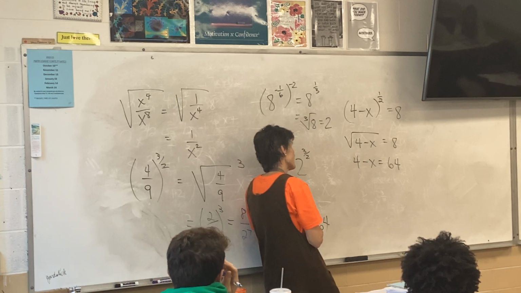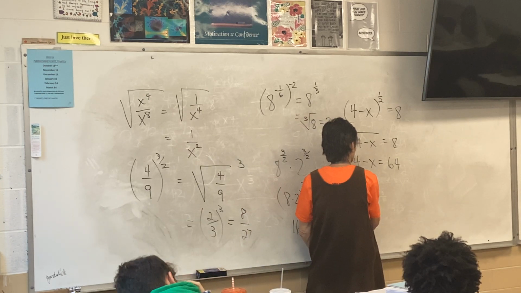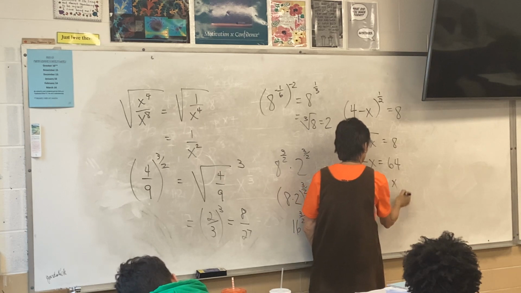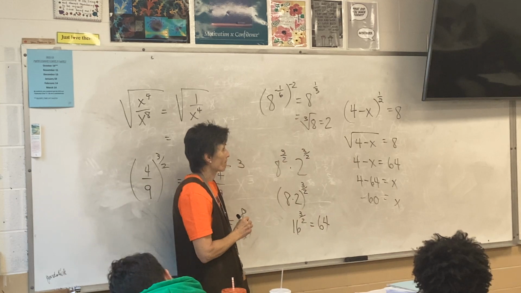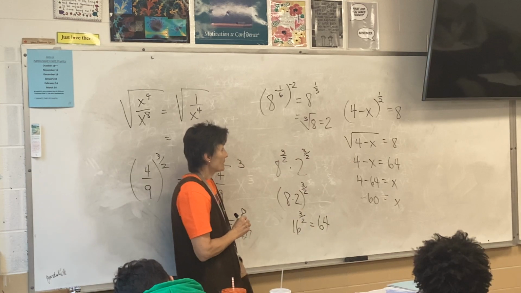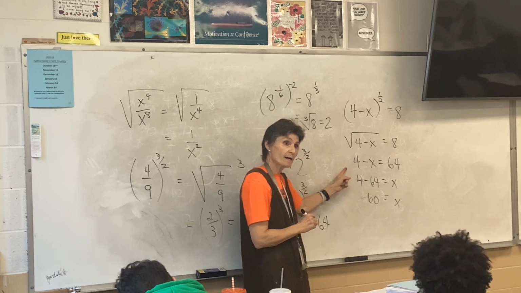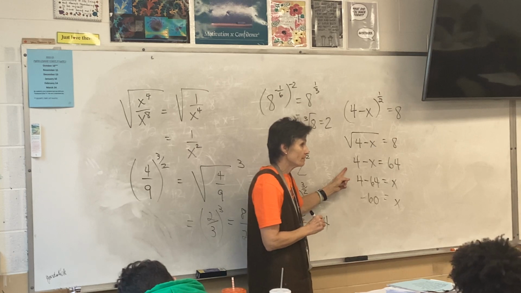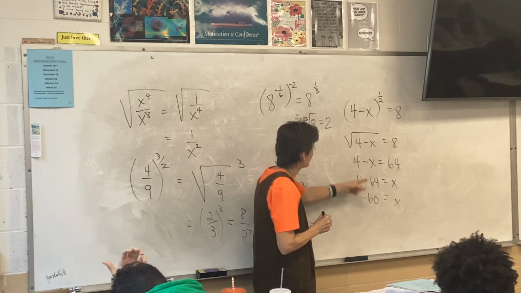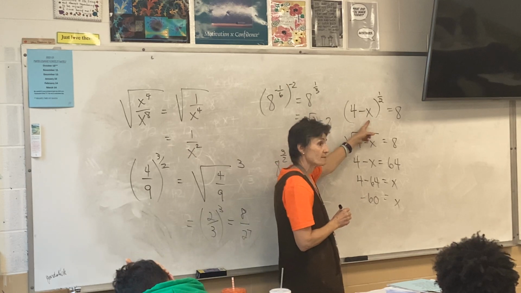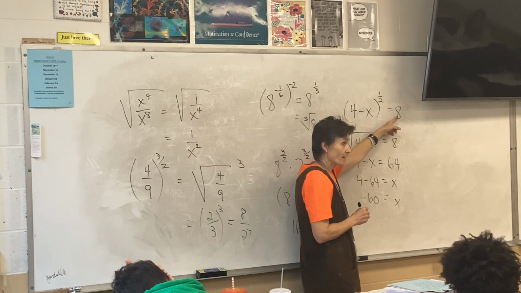And then it ends up looking like what? Negative 60? Is that what you got? Let's go back and check that, because remember, when you square both sides, you introduce the possibility of extraneous roots. So I think we're fine, but let's check it. Negative 60, what's 4 minus negative 60? 64 to the 1/2 power is indeed 8, right?